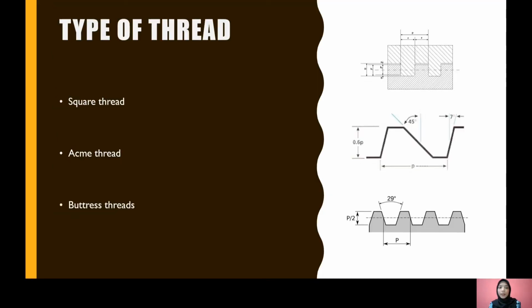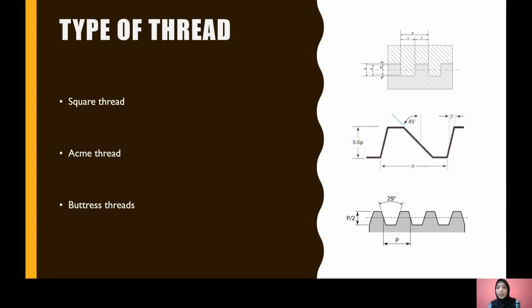Types of thread. First, square thread. Square thread is used for power transmission in either direction, resulting in maximum efficiency and minimum friction. It's employed in screw shaft jacks and clamps.